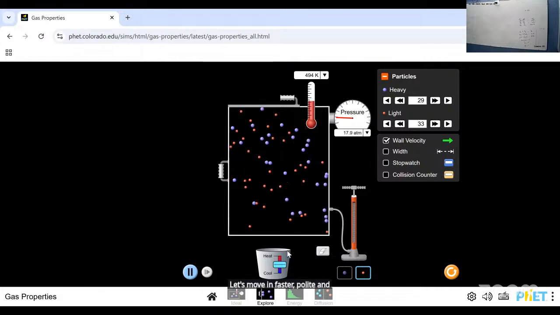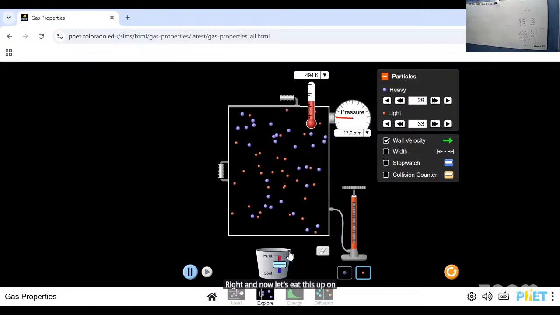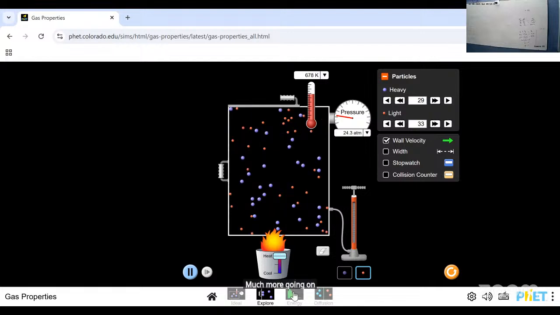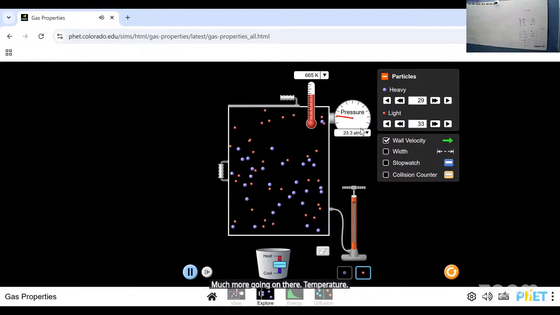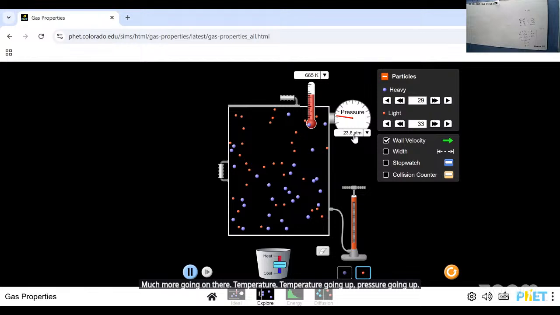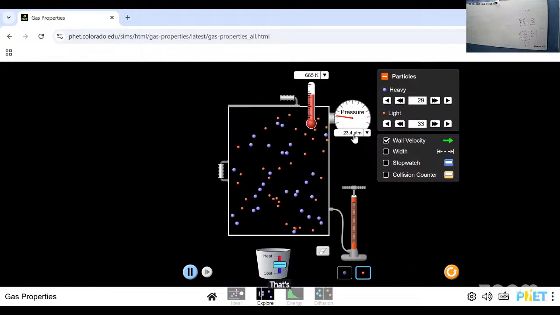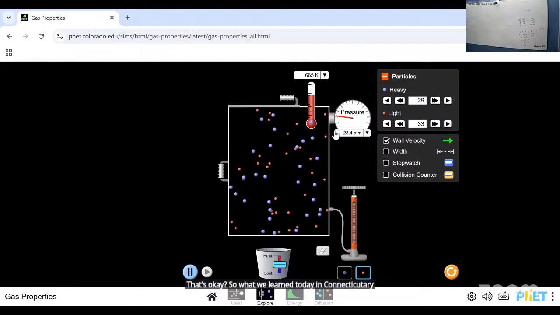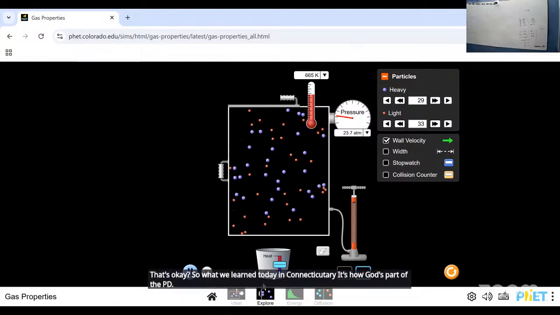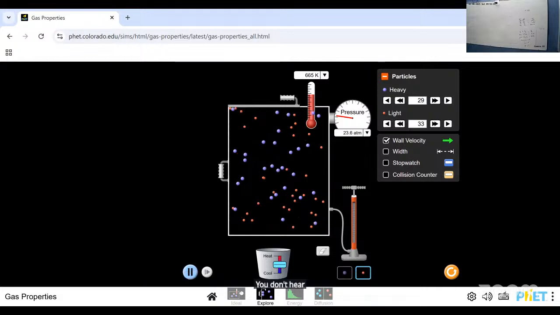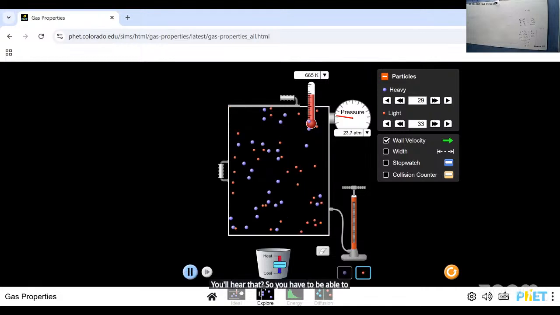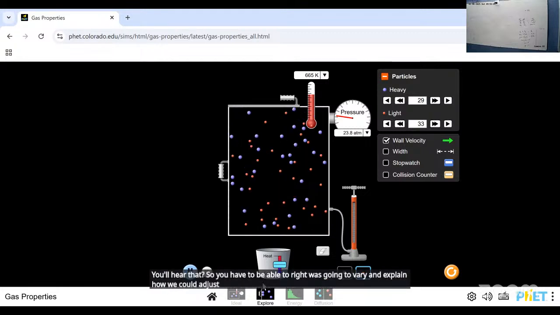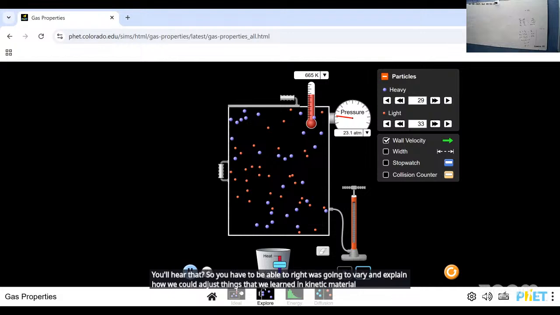And now let's speed it up on top of that. What's going on there? Temperature going up, pressure going up. That's okay? So what we learned today in kinetic theory is how gas particles behave. You have to be able to write what kinetic theory is and explain how we can adjust things we learned in kinetic theory, like pressure and so on.